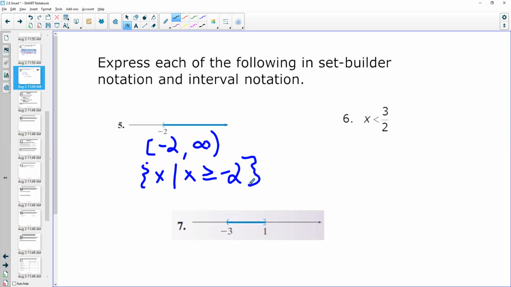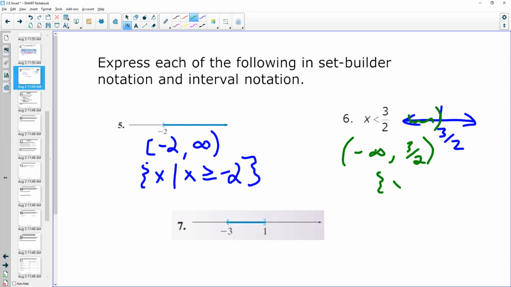This one is x is less than 3/2. And if you see it like this and it helps you to put it on a number line, do that. It's not a bad thing. So x is less than 3/2 are this way. Less than is just a parenthesis. So I know I'm going to have to go parentheses negative infinity because we do them left to right, remember? All the way to 3/2. That's it. And then the set builder is just x, where x is less than 3/2.